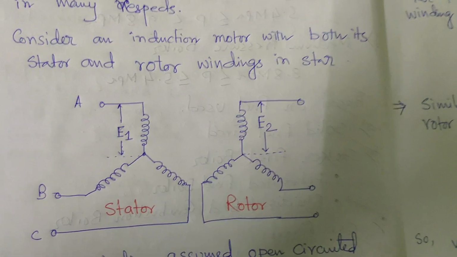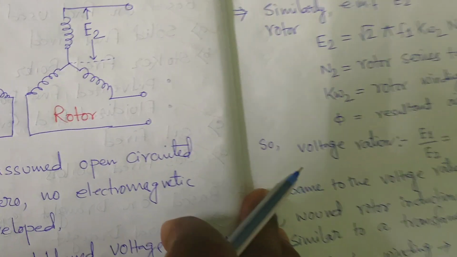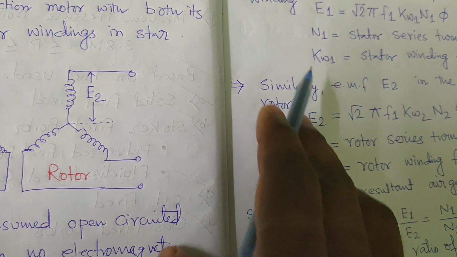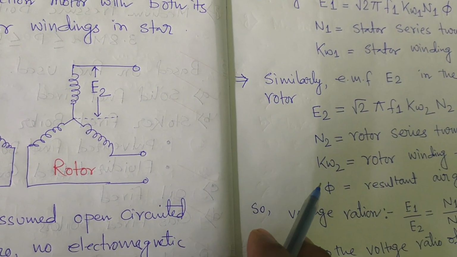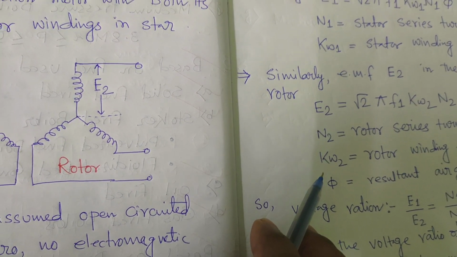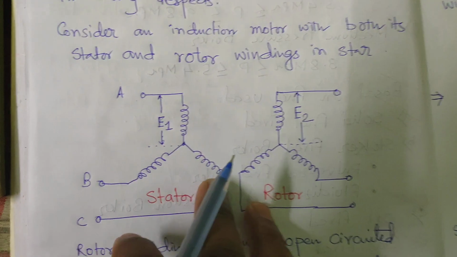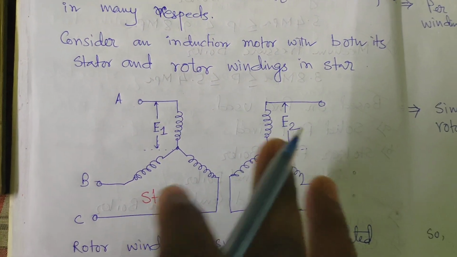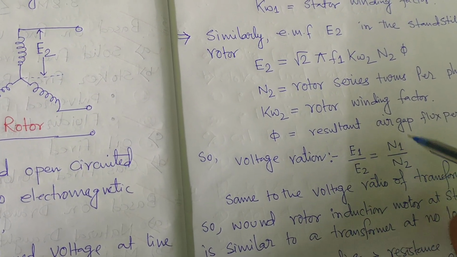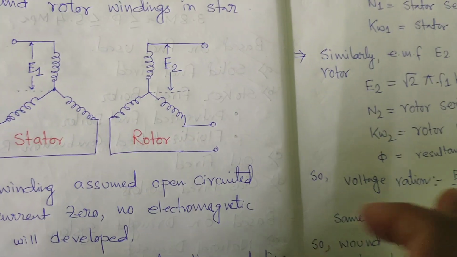The voltage ratio of the induction motor we have already discussed. The voltage ratio of the induction machine includes the winding factors KW1 and KW2, because the stator and rotor windings are distributed along the air gap periphery. But in the transformer, primary and secondary are concentrated windings and require no winding factors. So we neglect them here, and we just write E1 by E2 equal to N1 by N2.